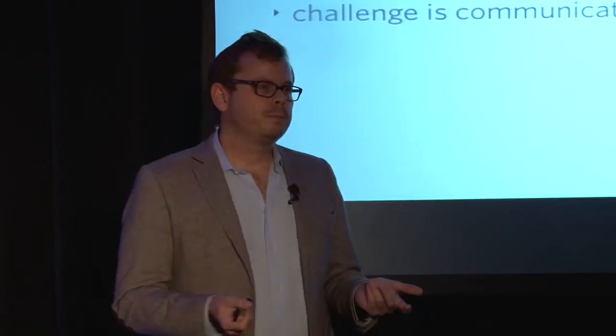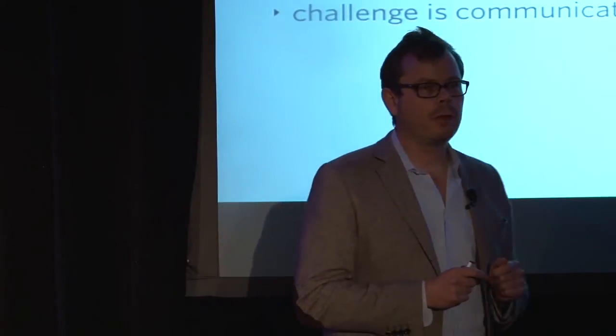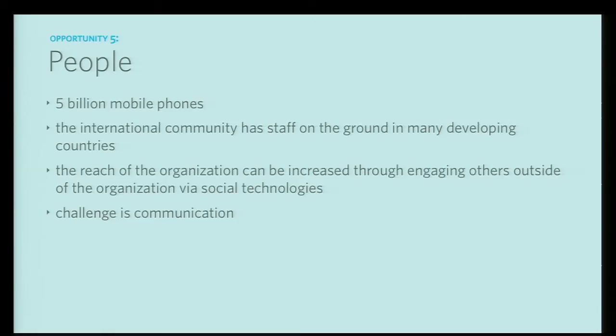And finally, people. Because there are 5 billion mobile phones in the world, we can start thinking of a kind of global neural network of interconnected human beings who can tell us what they need, either directly or indirectly. And in terms of responding, we can coordinate. The coordination costs are much lower.